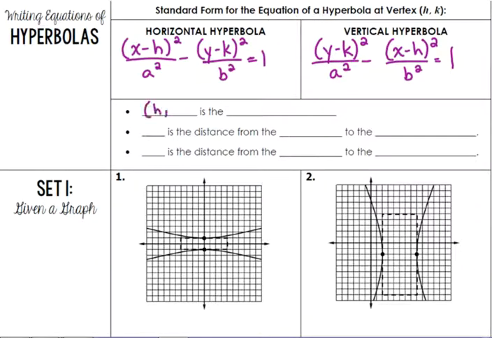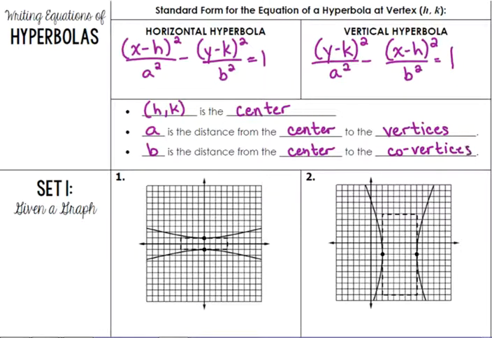HK is our center. Just reminding ourselves of what we've done already. A is the distance from the center to the vertices. B is the distance from the center to the co-vertices. Nothing new there, just writing it down again.